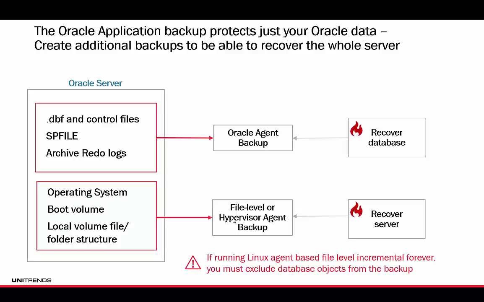Now, if you're running Linux agent-based file level backups or incremental forever, you must exclude the database objects from the backup. So if you're running Linux agent-based file level incremental forevers across an Oracle server, you must exclude the database objects from that backup schedule, that backup job. In the details, you must exclude the database working directory.